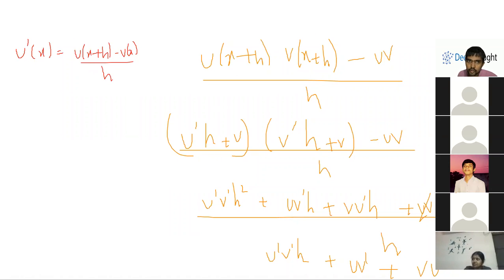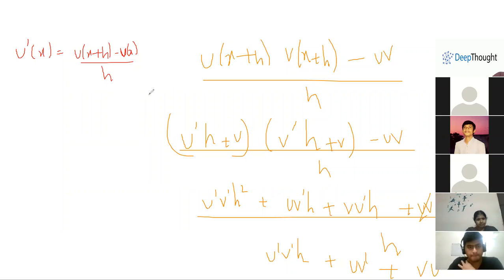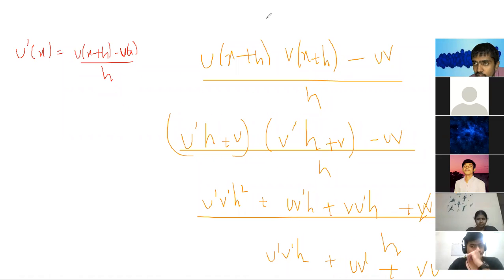Yes, sir. So what will be u of x plus h then from this equation? U dash of x into h plus u of x. Okay, u of x. Himaja, is this step clear? Yes, sir. Why is u dash x equal to u of x plus h minus u of x by h? Why is u dash x equal to that? Did you do derivatives? Himaja, are you there? Yes, sir, I am there. Did you do derivatives before?